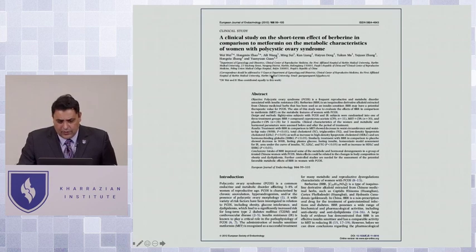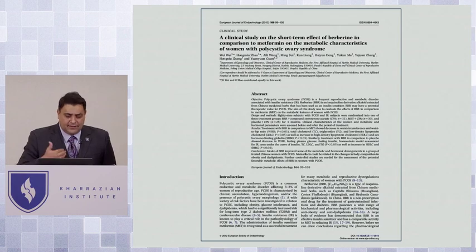However, with that question, there's one botanical that is more effective than any other one that repeatedly shows effect, and that's berberine. So this was a clinical study on the short-term effect of berberine in comparison to metformin on metabolic characteristics of women with PCOS. Now, berberine and metformin are both AMPK modulators. AMPK is a pathway that's involved with insulin signaling.